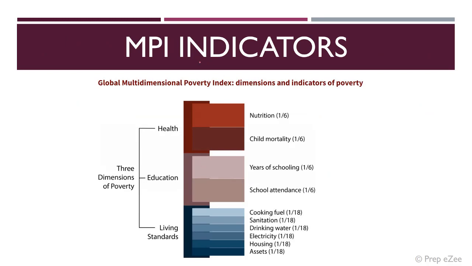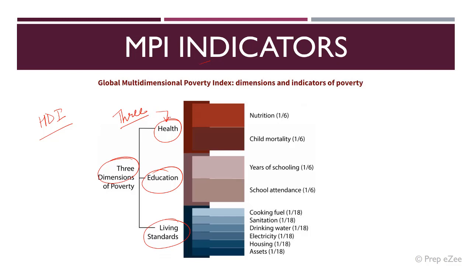Now let us have a look at the indicators. If we talk about MPI indicators, there are three dimensions, that is three major aspects, three categories or groups you can say, and in these groups there are different indicators. These three are health, education, and standard of living. From this it is very clear that this index looks like the Human Development Index. However, it has certain differences also.